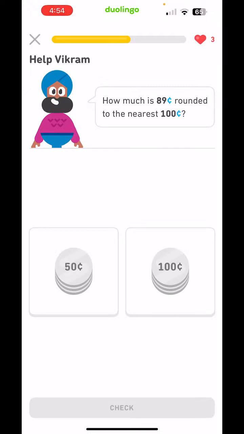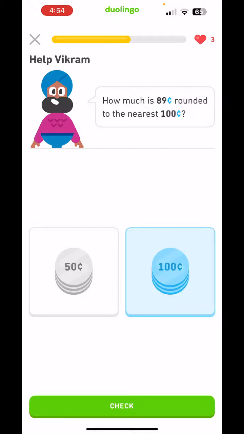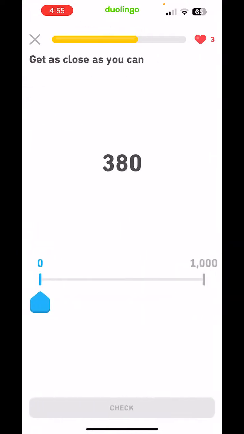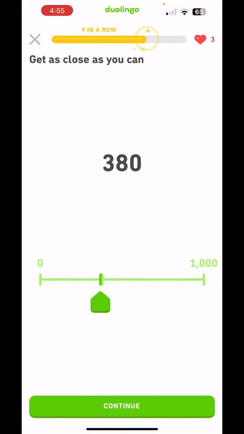How much is 89 cents rounded to the nearest 100? So 89 is closer to 90. If we're rounding to the nearest 100, it would either be 80 or 100. So for this one, we're going to go with 100. Get as close as you can on the number line. So we have 0 to 1,000. We know that 500 is in the middle. 250 would be in between that. So 380 would be somewhere right here, probably.